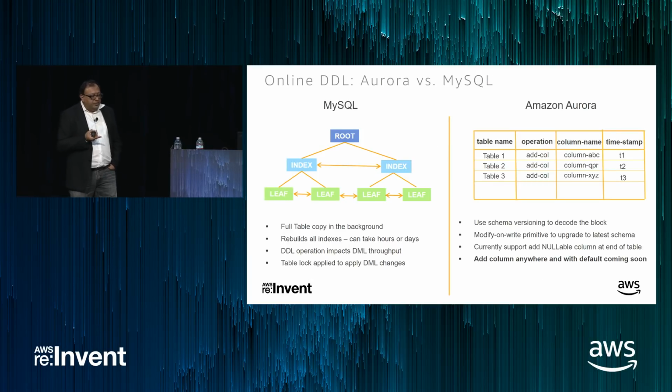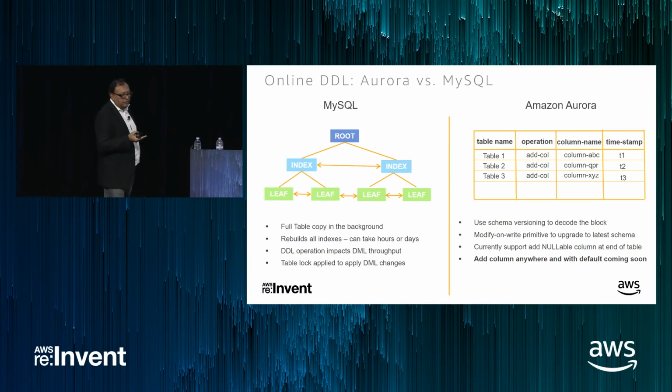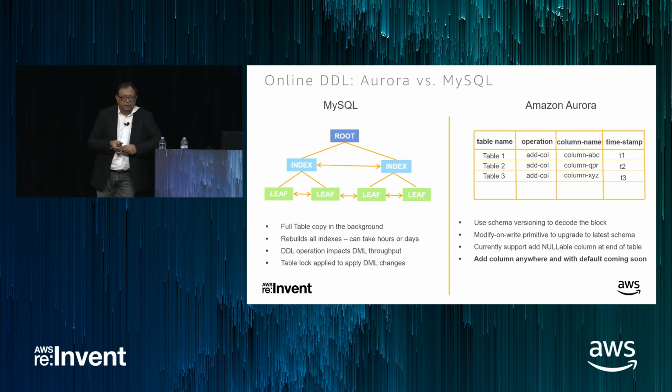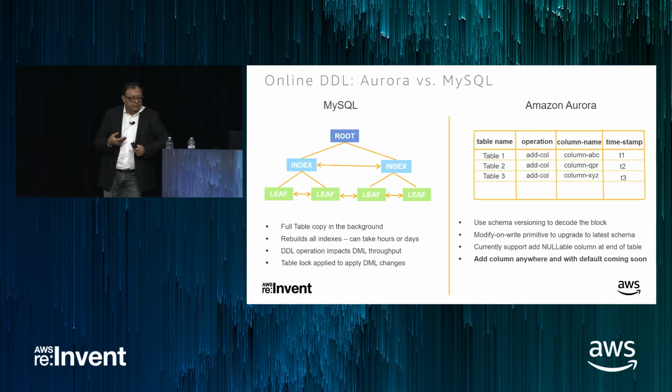Last re:Invent, I talked about online DDL. If you're familiar with MySQL, it does online DDL, so to speak, but what it's doing underneath the covers is a full table copy in the background. It rebuilds all the indices. It can take a long time. And then basically the DML is going into a new table that gets copied into, and that needs to get reapplied after you do the switchover. And while you're doing that switchover, there's a table lock, right? And so it's kind of slow.